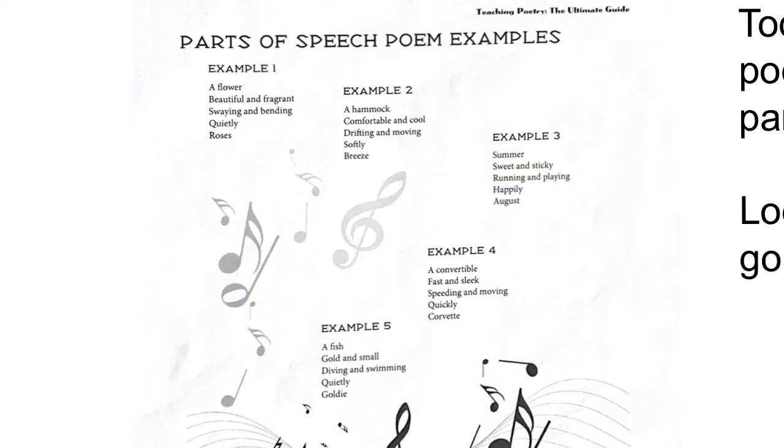3. Summer, sweet and sticky, running and playing, happily, August. 4. A convertible, fast and sleek, speeding and moving, quickly, Corvette. 5. A fish, gold and small, diving and swimming, quietly, Goldie.